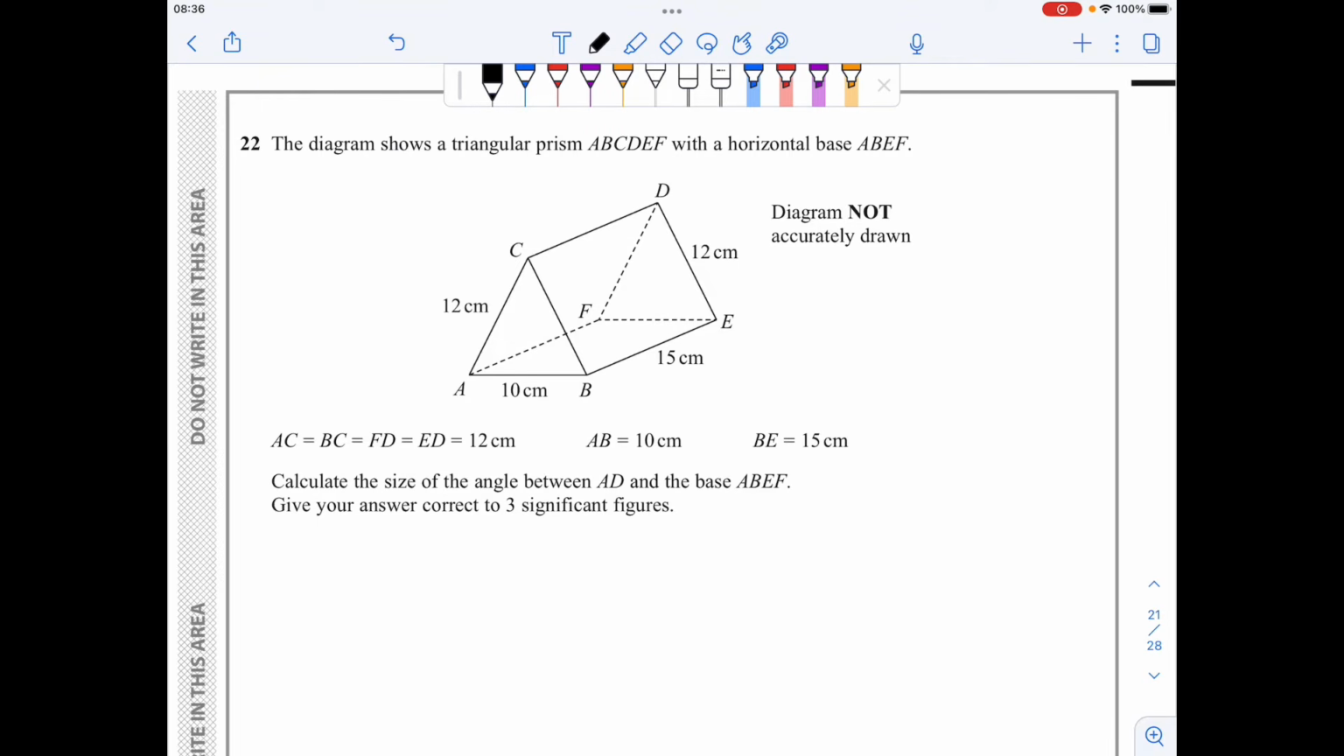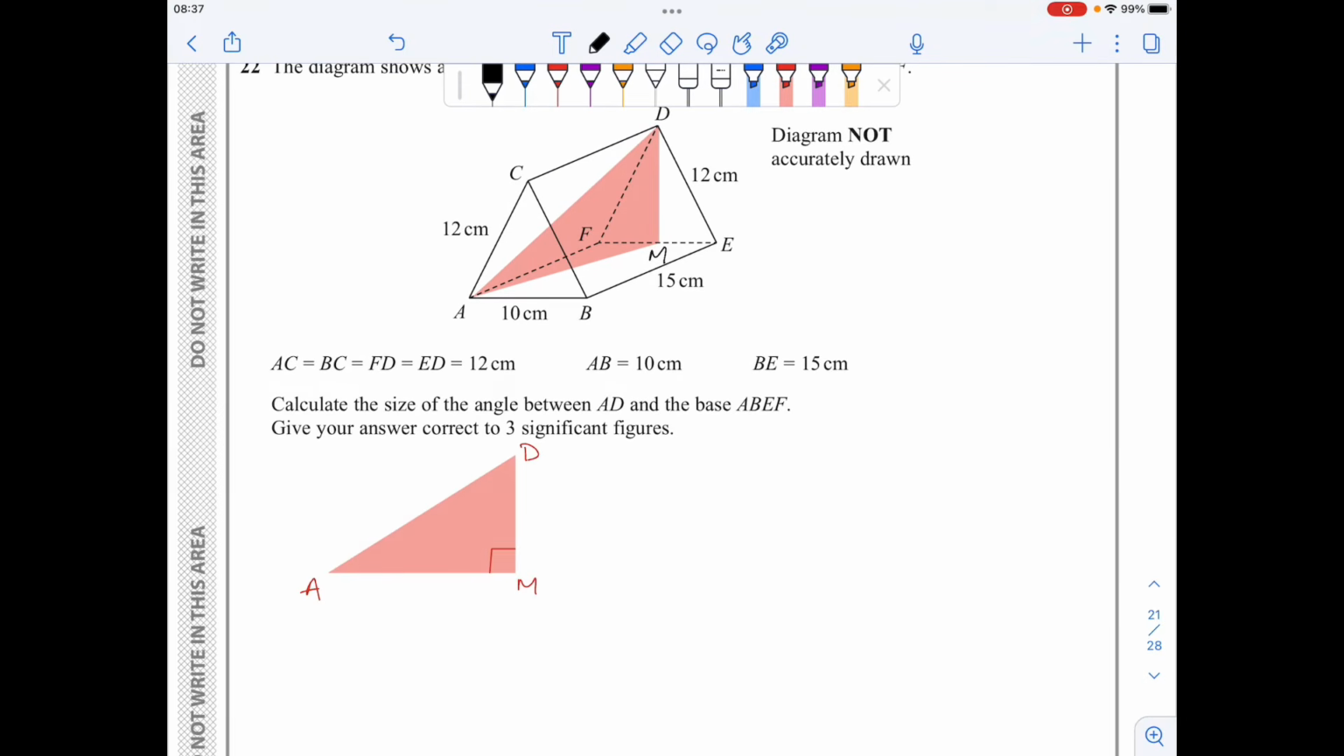In question 22, I'll need to find the angle between AD and the base. So I'll draw a perpendicular from D on the base, like this, and close this to make a triangle. So this is the angle I am interested in. Now let's call this point here point M. And let's extract this triangle. Note that for this triangle, I don't know any dimensions, so I'll need to find them.